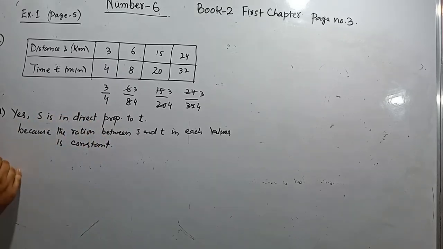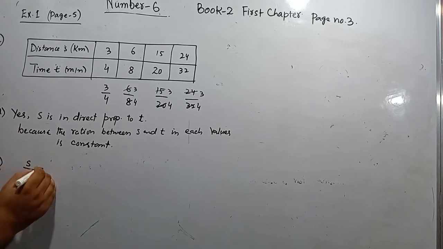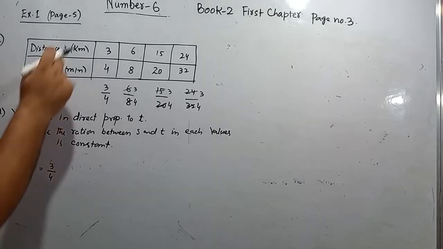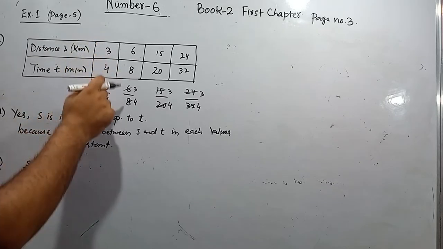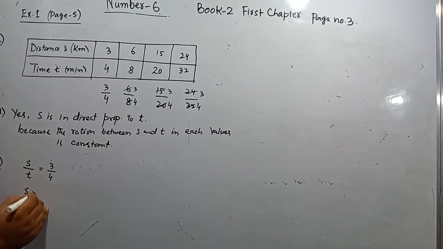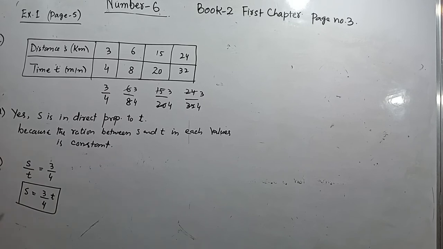Now part B. You can see part B: what is the formula connecting S and T? We need to take out the formula. You can see S by T is equal to 3 by 4. S by T is always equal to 3 by 4. So S is equal to 3 by 4 T. On transposing T here, we get S is equal to 3 by 4 T. This is the formula connecting S and T.